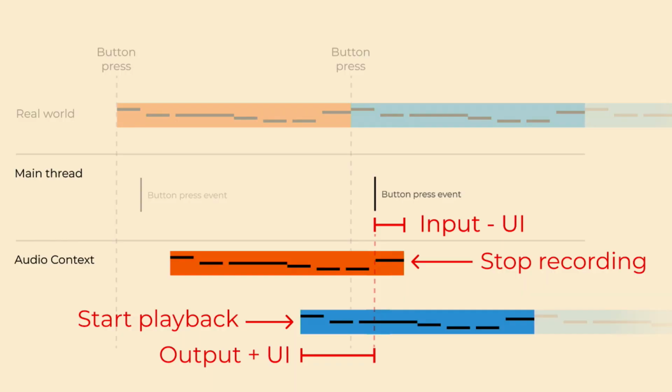Now we have to deal with all the stuff that we do when the second button press happens, when they stop recording and want to start playing back the loop. So we stop recording at the button press plus the input latency minus the output latency, and then for playing back the audio, we start it at that timestamp minus the output latency minus the UI latency. A key thing to point out here is that we basically always start playing the audio in the past relative to that button event on the main thread. So again, that's another thing we need to handle when we're doing all this timing.